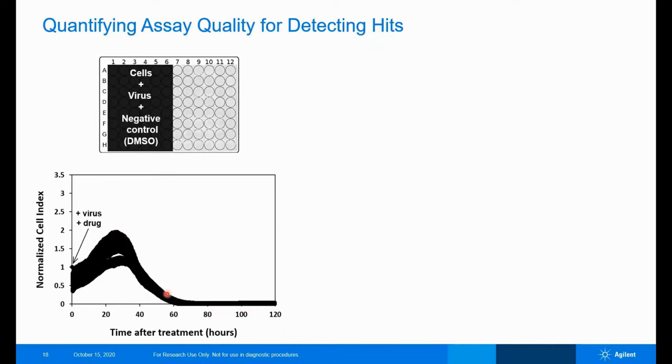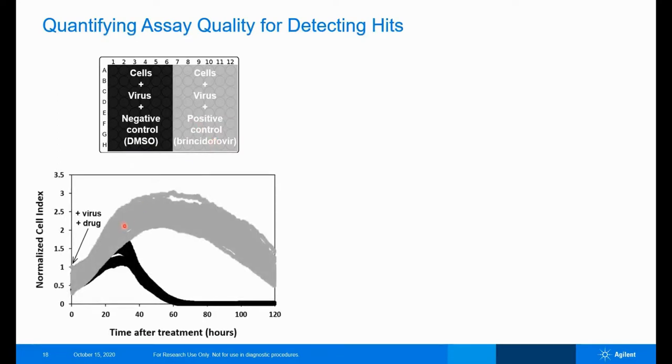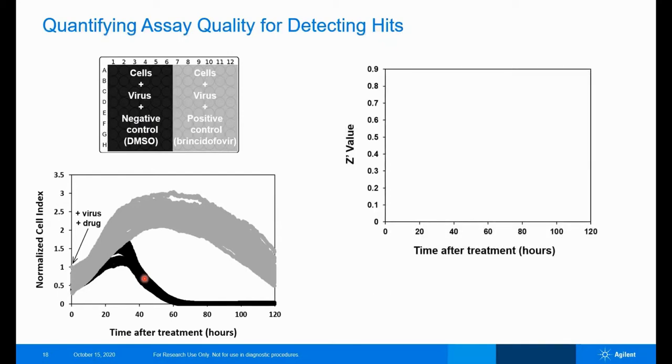In the other half of the plate, we had cells that were infected with virus in the presence of our positive control, which in this case is Brincidofovir. When we plot all 48 of those traces together, we see the data shown here in gray. So again, there's this suppression of the cytopathic effect. It takes a lot longer for this impedance signal to start dropping down towards zero than when no drug is present. We can take these data and put them into the Z prime equation.